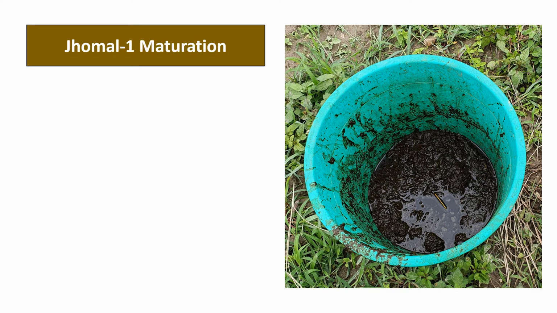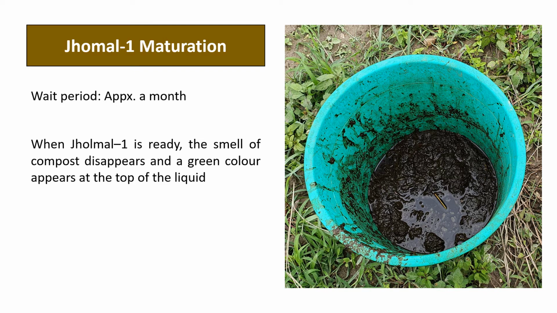Jholmal 1 maturation. The wait period for the utilization of Jholmal 1 from the date of its preparation is approximately a month, depending on the climatic conditions. When Jholmal 1 is ready, the smell of compost disappears and a green color appears at the top of the liquid. It is slurry. No filtering is required while using Jholmal 1.